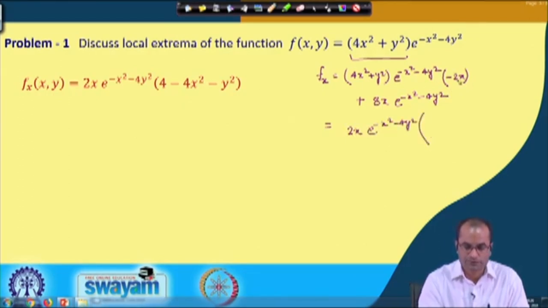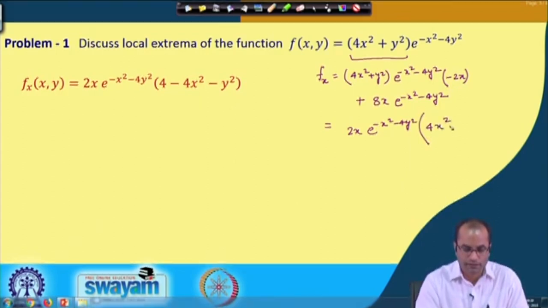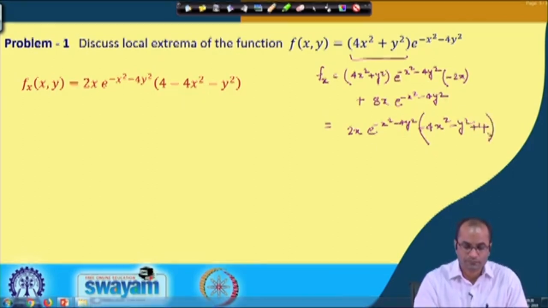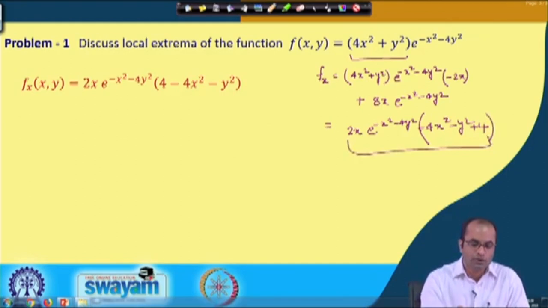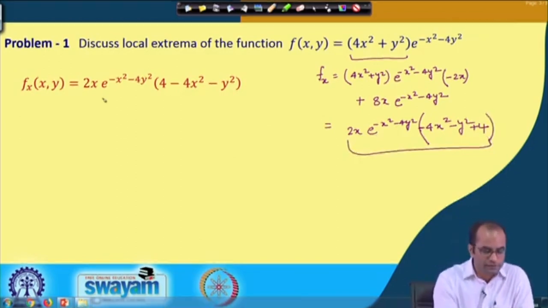Then from the first term we will get this 4x square and minus y square, with the minus sign because there was a minus there. And then here we have taken already 2 times x and this exponential function, so we will get simply 4 here. So, that is the first derivative of this function with respect to x, which is written here: 2x, this exponential function, and 4 minus 4x square minus y square.